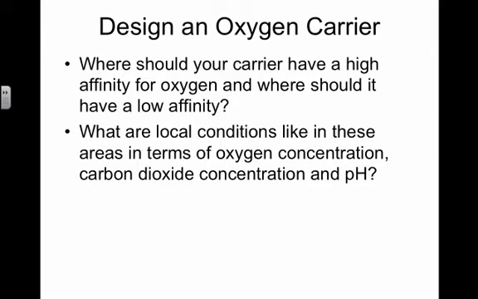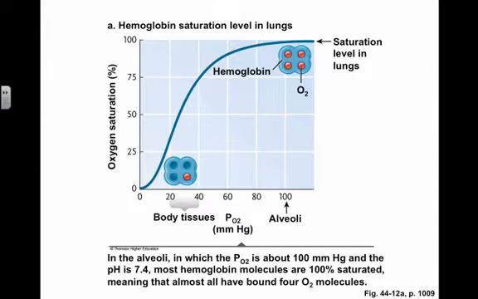So I'd like you to use this as a thought experiment and figure out, if you were to design an oxygen carrier, where would you have your carrier have a high affinity for oxygen, and where should it have a low affinity? And then what are the local conditions like in those areas in terms of oxygen concentration, carbon dioxide concentration, and pH? So pause and think about it.